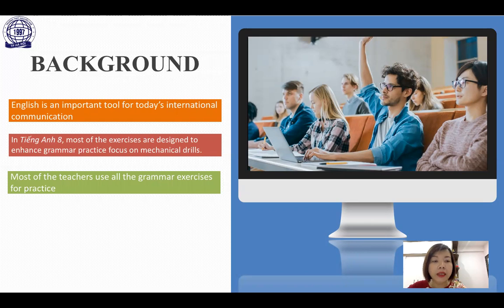And second, in English 8, most of the exercises are designed to enhance grammar practice, focusing on mechanical drills. And most of the teachers in this school use all grammar exercises for practice. They often ask students to do exercises, then call one student at a time to stand up and read out his or her answer, or 2 or 3 of them to go to the front and write their answers on the board.